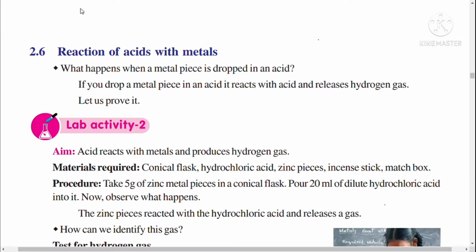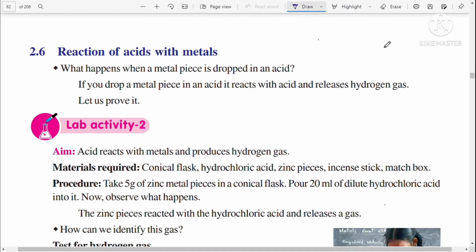Good morning to everyone. This is the part 4 video in Nature of Substances from 7th class new science textbook. In this video we will discuss some lab activities: reaction of acids with the metals, reaction of bases with the metals, and reaction of calcium carbonate with the hydrochloric acid. So let us move on to the topic.